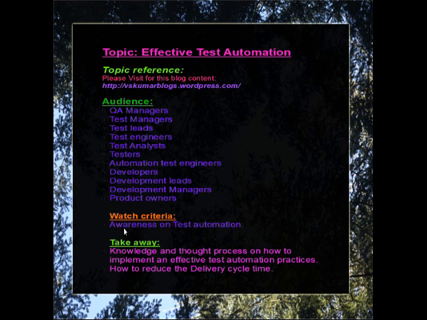The watch criteria is that minimal awareness of test automation should be there for the participants, and the takeaways are knowledge and thought process on how to implement effective test automation practices in an organization and how to reduce the delivery cycle time. Now let us move forward to the next slide.